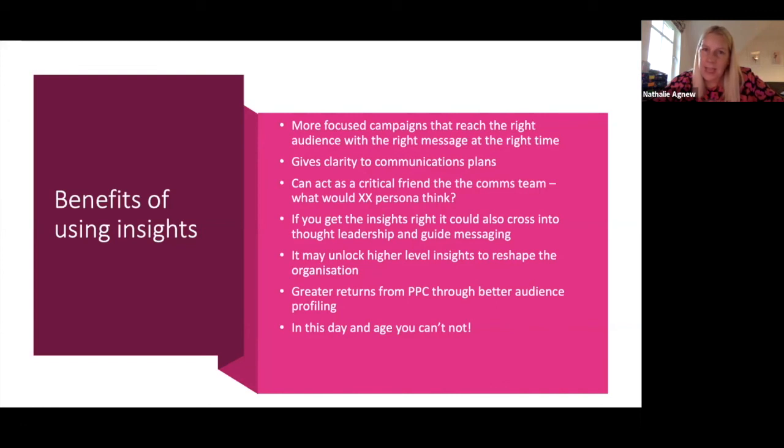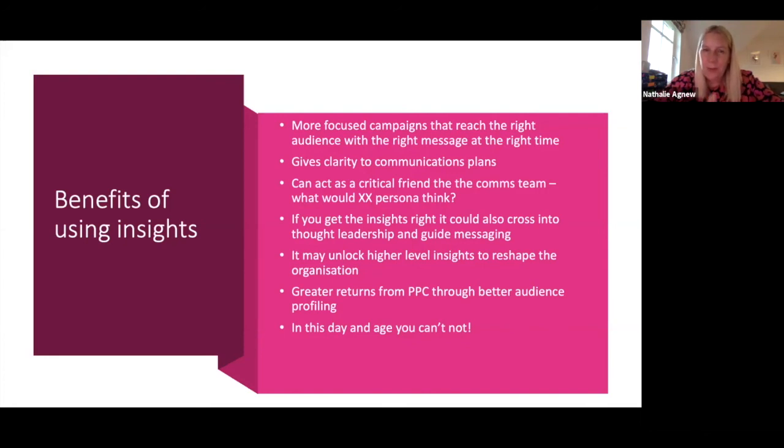Finally, I guess thinking about digital these days, if you understand your audience, you're going to be able to profile your paid for audiences so much better. So once you really understand your audience, then you'll be able to do the profiling better. And as I said at the beginning, I just think these days you can't not understand your audience. If you don't, you should really go back to the beginning, start again, build out your insights, and then build your campaign on top. Otherwise, you're kind of in the dark.